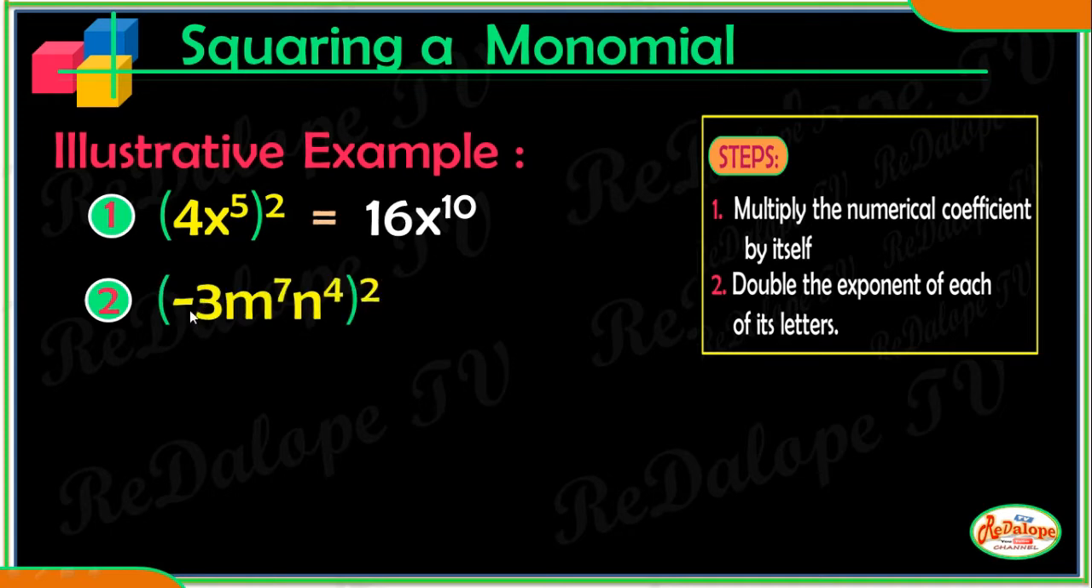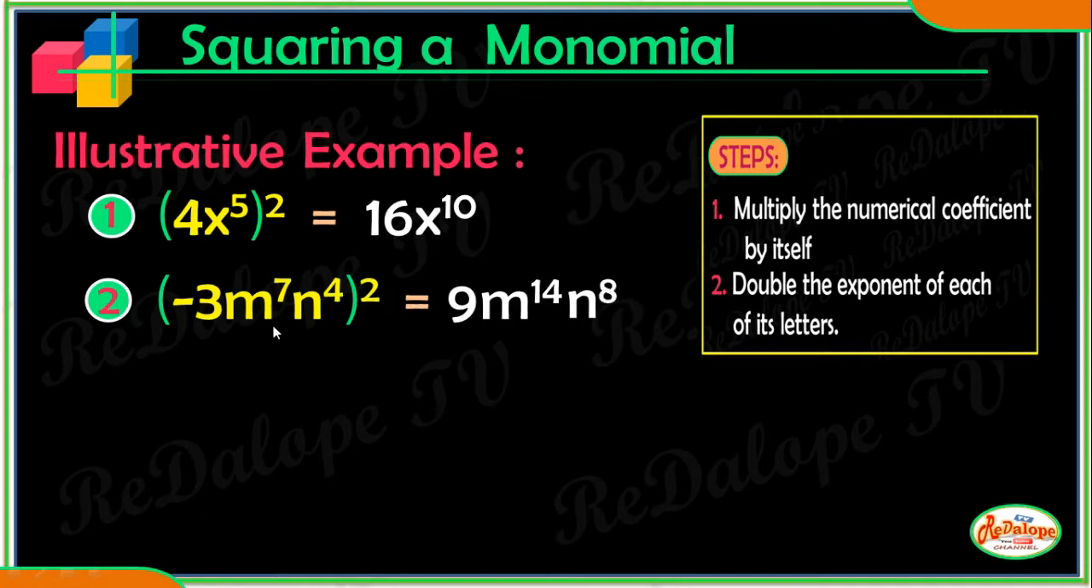Number 2, we have the quantity (-3m^7 n^4)^2. So what we will do is to multiply the numerical coefficient negative 3 by itself. So we have negative 3 by negative 3, so that is understood to be positive 9. And then retain the variables m and n here, and then we will double the exponent of each variable or letter, or that is the same as multiplying it by 2. 7 times 2, so the exponent of m is 14. 4 times 2, so the exponent of n is simply 8.